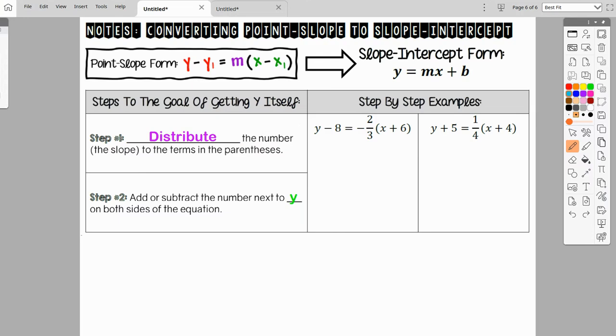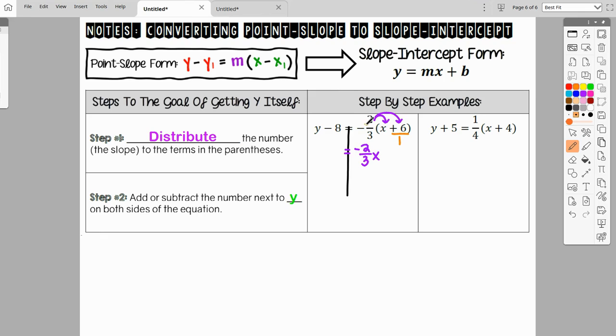After we simplify, we'll go ahead and add or subtract the number next to y on both sides of the equation. So let's go ahead and draw our line with the equal sign and distribute the negative 2/3, our slope, to both the x and the 6. What happens with the x is it's going to go ahead and just be that negative 2/3 in front of x. But now with our number of 6 here, I like to put it over 1.